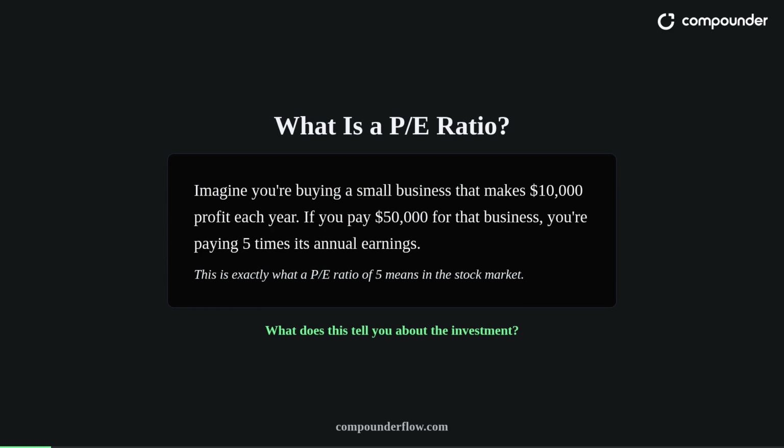Think of it as the price tag the market puts on a company's earnings. Imagine you're buying a small business that makes $10,000 profit each year. If you pay $50,000 for that business, you're paying 5 times its annual earnings. That's essentially what a PE ratio of 5 means.